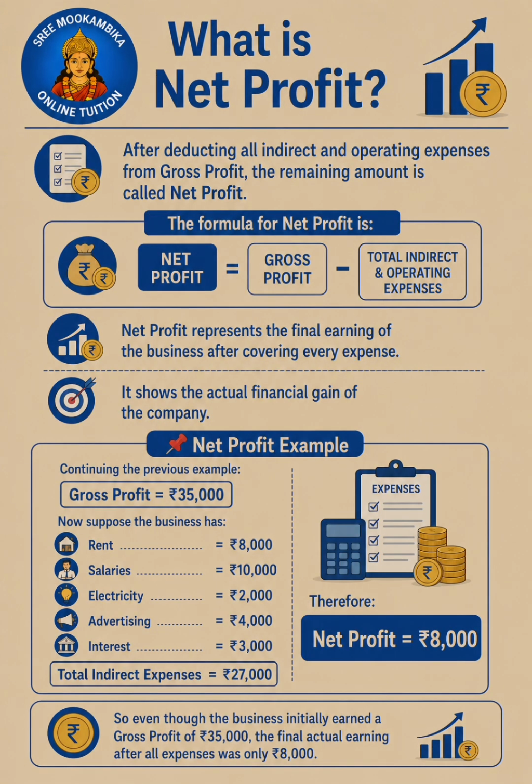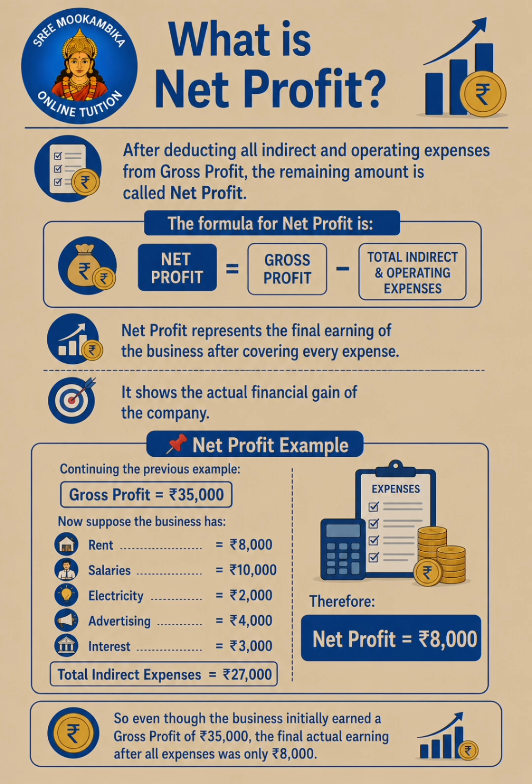What is net profit? After deducting all indirect and operating expenses from gross profit, the remaining amount is called net profit. The formula for net profit is: net profit equals gross profit minus indirect expenses. Net profit represents the final earning of the business after covering every expense. It shows the actual financial gain of the company. Net profit example. Continuing the previous example.